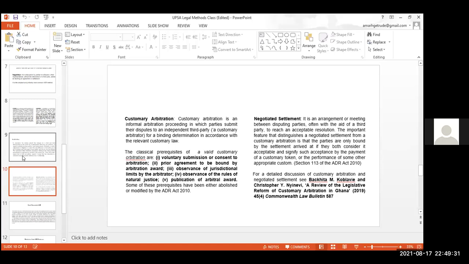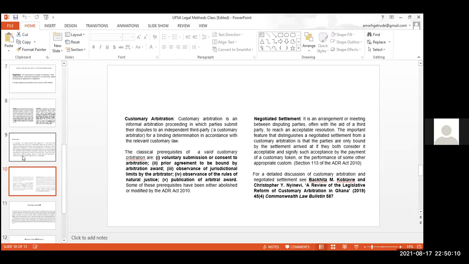Now, the third requirement is that the practice for the time being, which is being followed in the native court, must be followed as nearly as possible. So whatever practices and procedures are applicable in the native courts must be followed as nearly as possible. So for example, things like the observance of jurisdictional limits by the arbitrator, the observance of the rules of natural justice, these are all things that must be followed by the customary arbitrator. And then finally, there must be publication of the arbitral award.